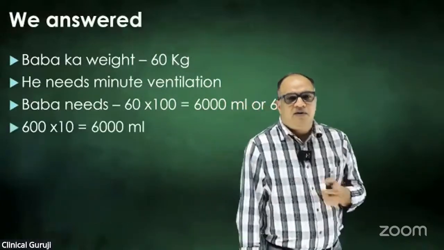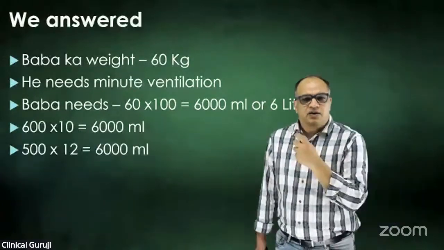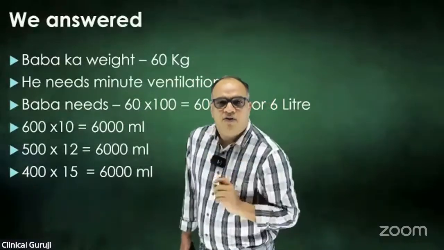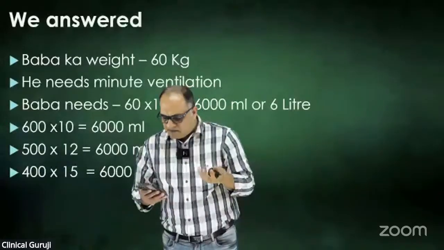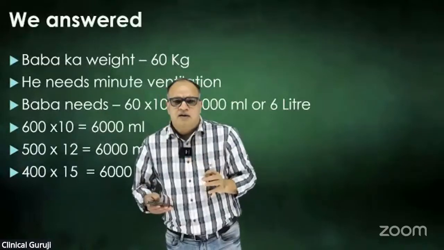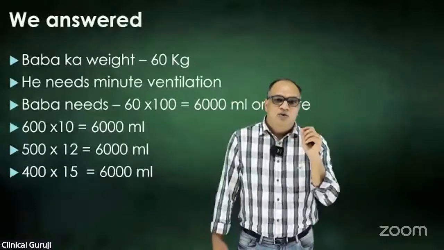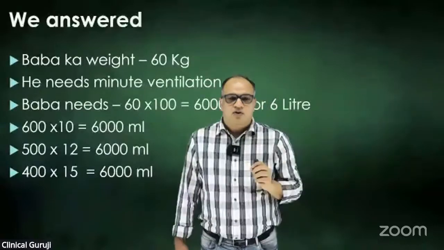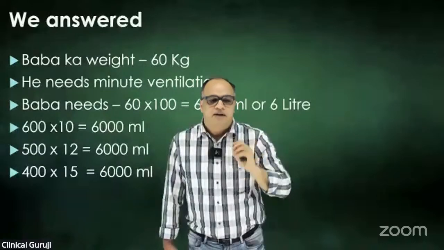You can maybe give 600 into 10, or maybe you can give 500 into 12, or maybe you can give 400 into 15. So we choose one of those. What is the commonest? Let's say 400. Everybody is writing 420 to 480. So let's say 500. So we ask this perpendicular guy to give 500 tidal volume and 12 breaths, a total of 6 liters per minute.